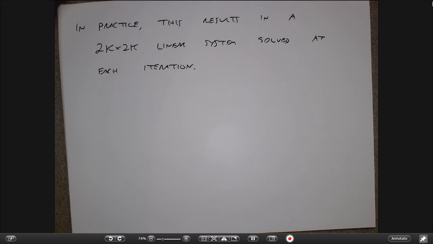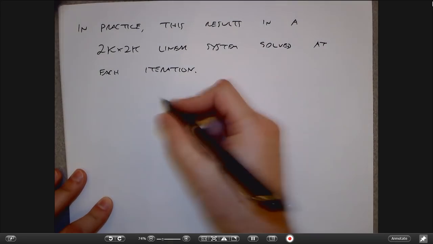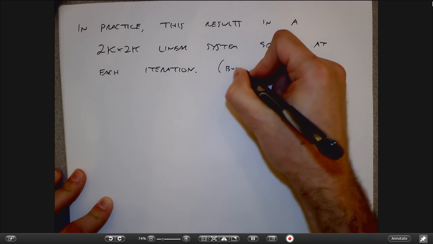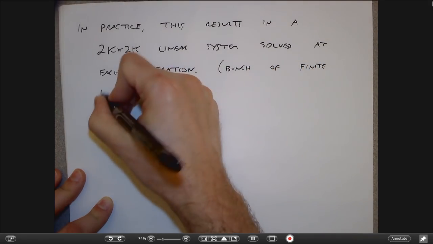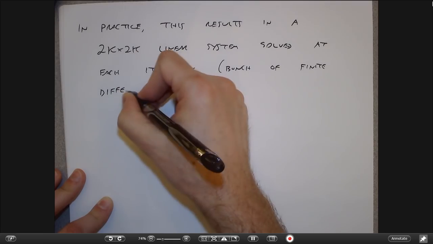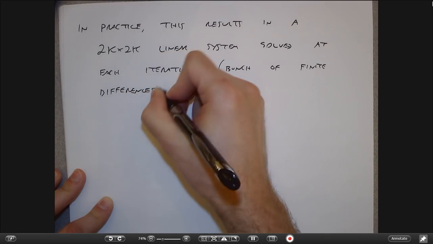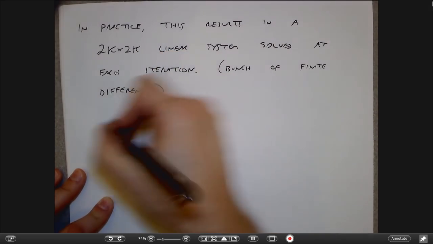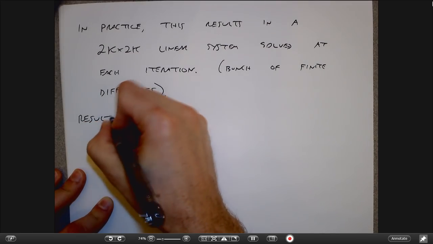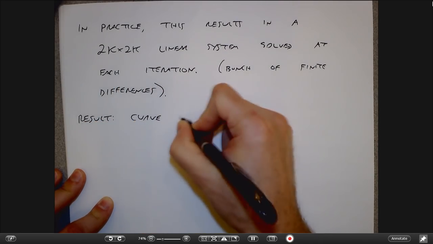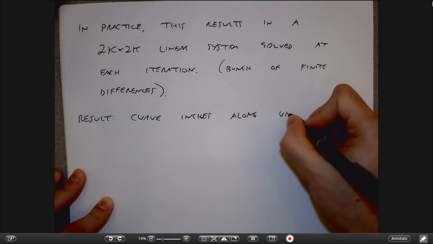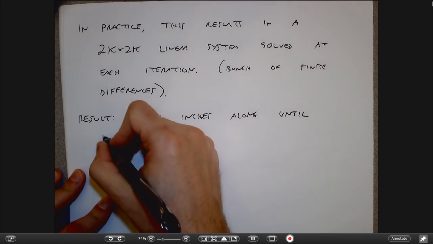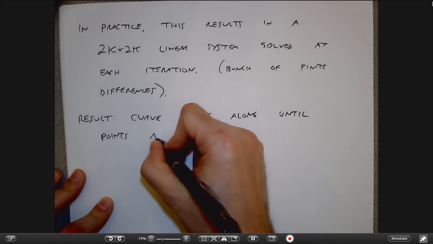But if you're interested, the details are in the book. And so, this is basically a bunch of finite differences. Let's just say that. And then the result is that the curve will kind of inch along until the points around the boundary stop changing.